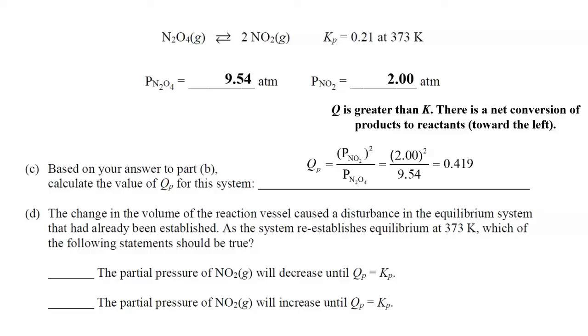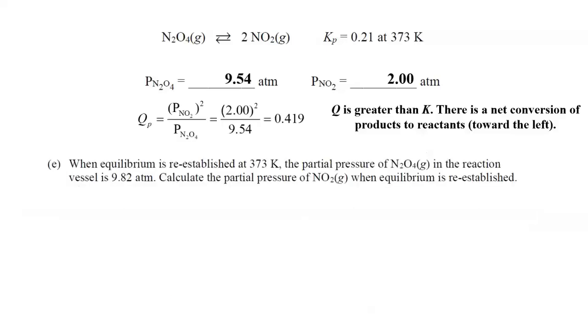Let's take a look at part D. It said the change in the volume of the reaction vessel caused a disturbance in the equilibrium system that had already been established. As the system re-establishes equilibrium at 373 Kelvin, which of the following statements should be true? So because there is a net conversion from products to reactants, from right to left, and since NO2 happens to be a product, the partial pressure of NO2 will decrease until eventually Q equals K again.